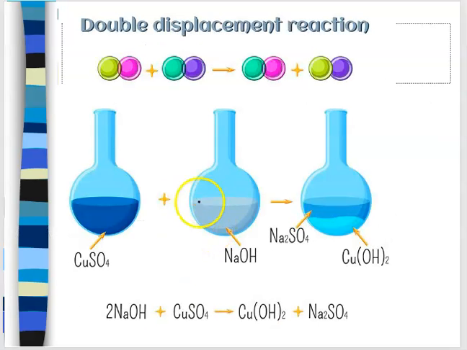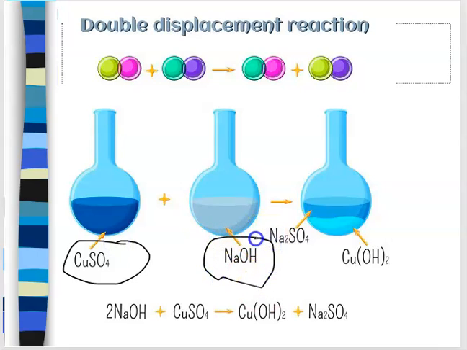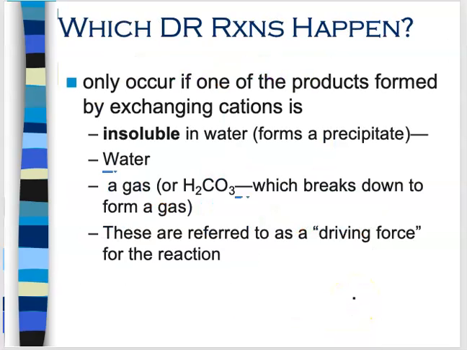Here's an example of one where you have a solution of an ionic compound, copper sulfate, and a solution of an ionic compound, sodium hydroxide, and you mix the two of them together. And you wind up with this insoluble substance at the bottom of your flask. The insoluble substance is referred to as a precipitate, and then what's in solution above that is sodium sulfate.